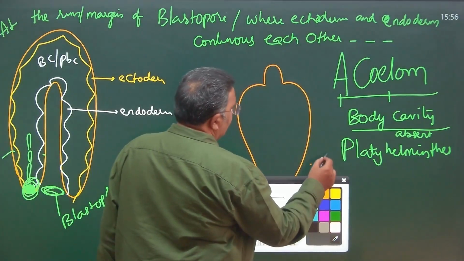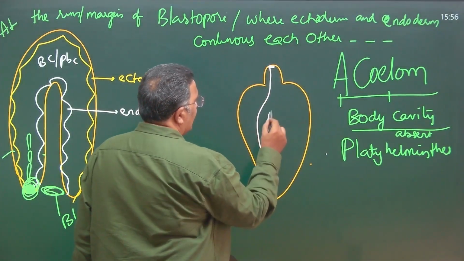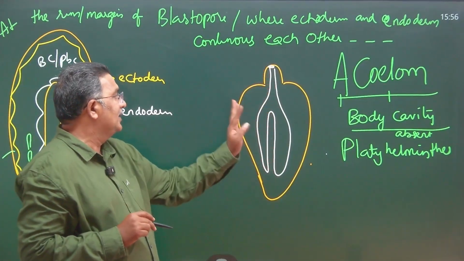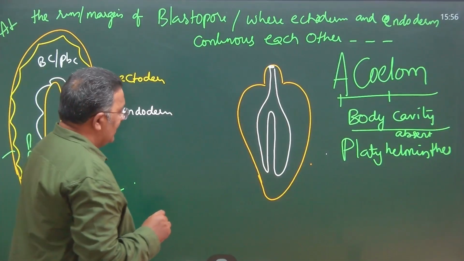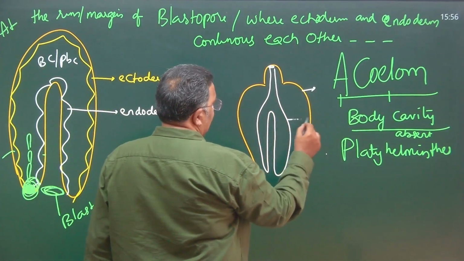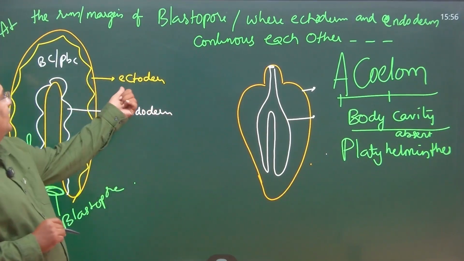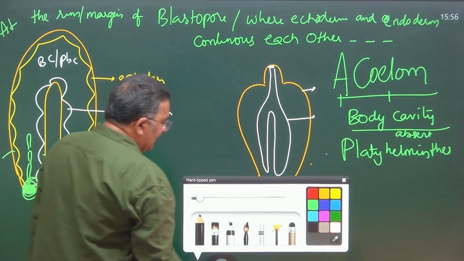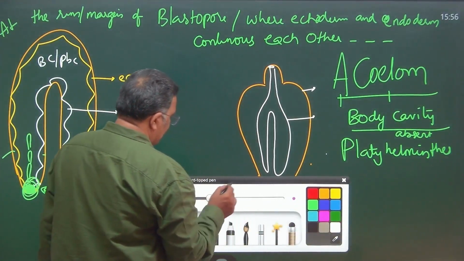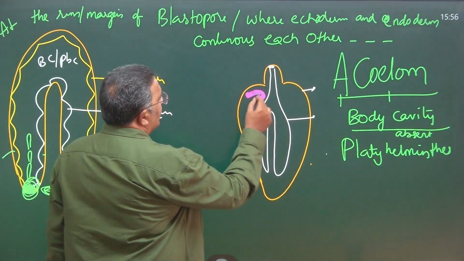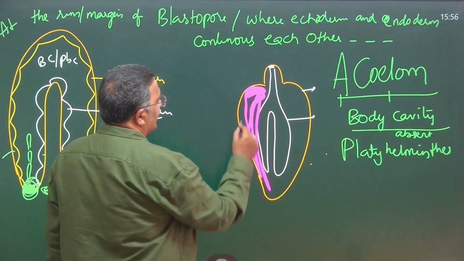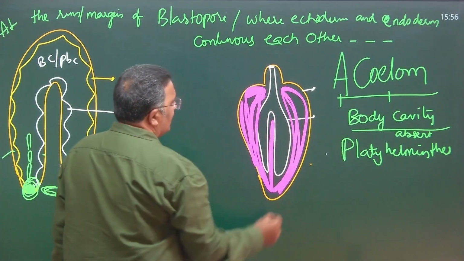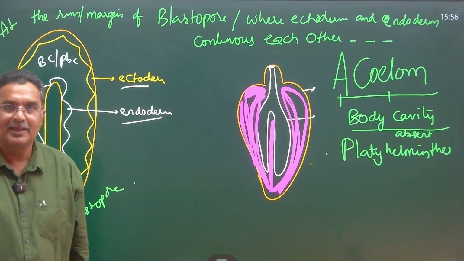Liver fluke, a parasite which has an alimentary canal. Unfortunately, they have only one opening, mouth is there but no anus. Okay, that will be discussed afterwards. But this is the body wall and this is the gut wall. Body wall is formed from ectoderm, gut wall formed from endoderm. In between these two, body wall and gut wall, there is no body cavity. I am filling with the pink. There is no body cavity between the body wall and gut wall.